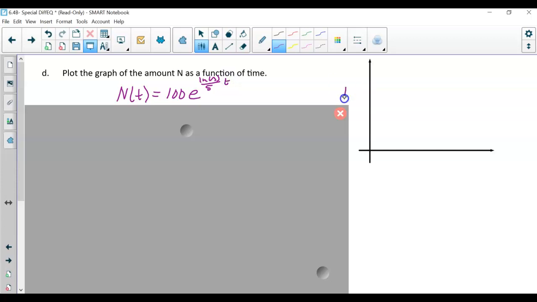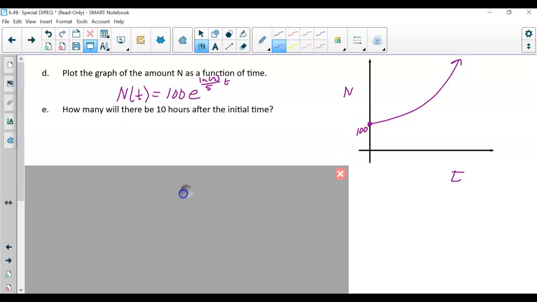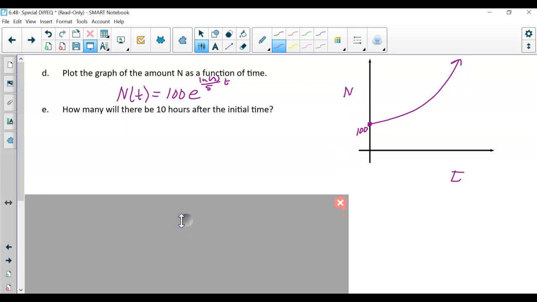Well, if I did that, this is my n-axis, this is my t-axis. I do know my initial amount here is at 0, 100, and I do know it's a growth function, and it's going to grow, so that would be good enough for this, okay? And if they wanted me to know how many will there be in 10 hours after the initial time, well, they want me to find n of 10, okay? And that's going to equal 100 e to the k times 10. That's why I went back and I stored that k value, that exact value, in my calculator.